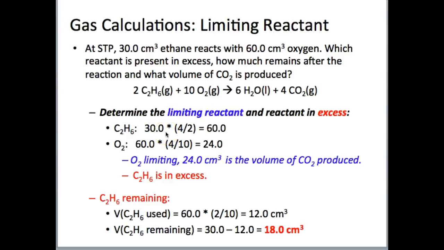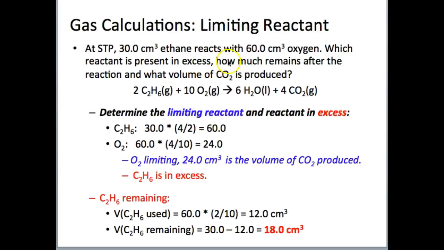So anytime you're going from volume of one substance to volume of another, we're just going to do a mole-mole ratio. For oxygen, we're going to do the same thing. We start with 60 centimeter cubed and multiply by the mole ratio. The mole ratio of CO2 is 4/10. If you don't believe me, you could do the math on your own by going from volume to moles, moles to moles, and then moles back to volume. But from here on out, in volume stoichiometry problems, you can just multiply by the mole ratio. When we do this, we see that oxygen only makes 24 centimeter cubed. So that means oxygen is the limiting reagent, and ethane is going to be the excess reagent.